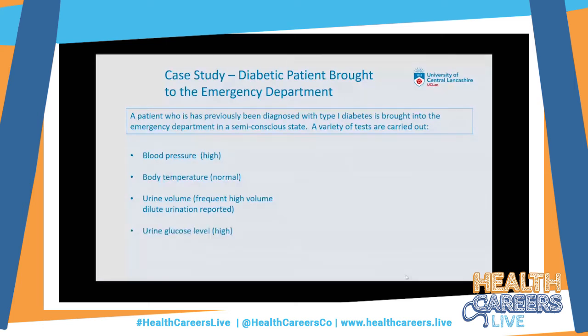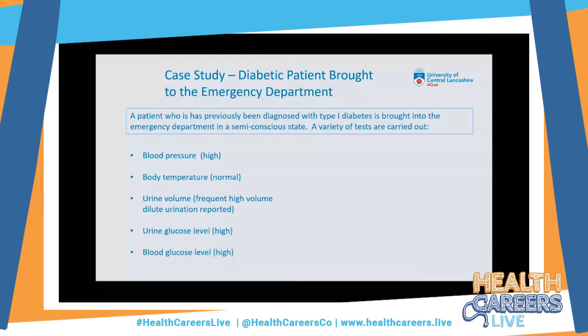Next up, we're looking at their urine glucose level. Now, normally, you shouldn't have any glucose in your urine. So if you detect any above a very low basal limit, then it's considered high glucose in the urine. So we've got high glucose in our urine. It's a very unusual patient that we've got.